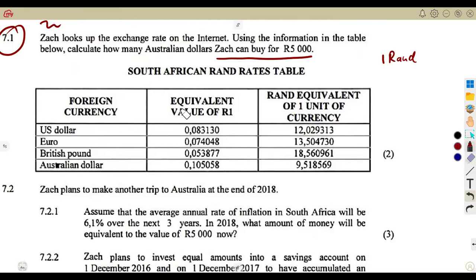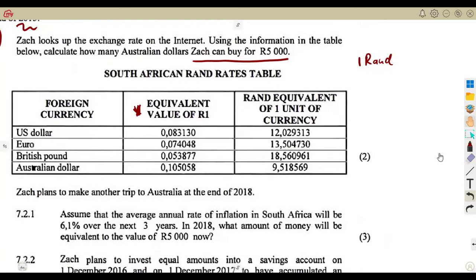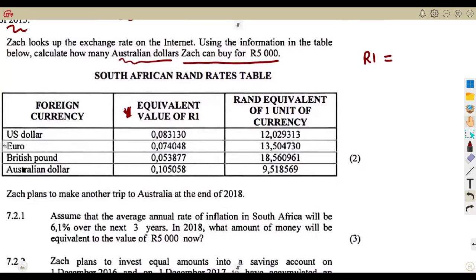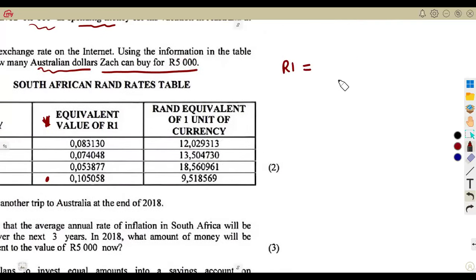So using this part, let's start with this so that we do not have confusion. The equivalent value of 1 rand. Like I said, we need the Australian dollars. So 1 rand is equivalent to what in terms of the Australian dollars? So you're going to have 1 rand is equal to Australian dollars now. This is part of your Australian dollars. You take that to be equivalent to 1 rand. So this is 0,105058, as we are given there. These are Australian dollars, according to that.